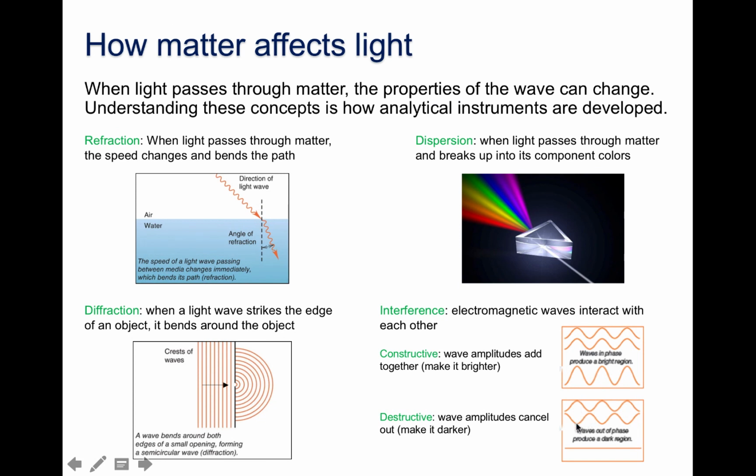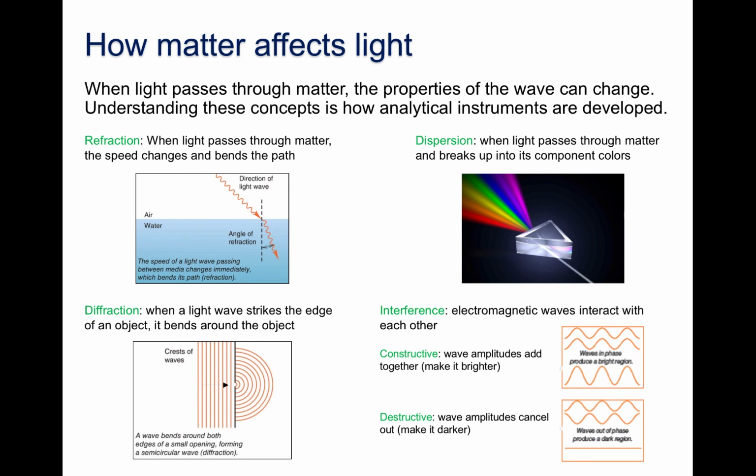And so you can see here that the wave amplitudes are in sync, but they're in the opposite direction. And so they actually will cancel each other out, which makes it dark. So you have two different types of light making a dark region. This has been especially helpful in the development of ultraviolet visible spectrometers.